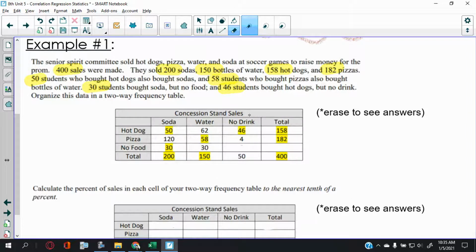Okay, you can't solve everything at once, guys. That's one of the things I want to emphasize to you. 46, oh, this is 0 then, right? No drink, 46, no food, so no food, no drink. Nobody. All right. And then lastly, we got 30, 30, 0. What's the total of people that didn't have any food? 60. See? Nothing crazy, right? Very, very doable.